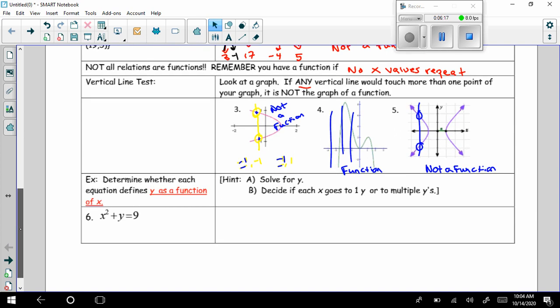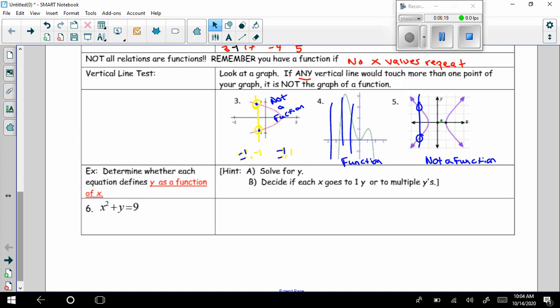All right, so real quick, a test of a graph can tell you if it is or is not a function. When you're moving into equations, you can go ahead and try to graph them on your graphing calculator. Solve for y, decide if x goes to one y or multiple y's, and then you can determine if it is a function or not.